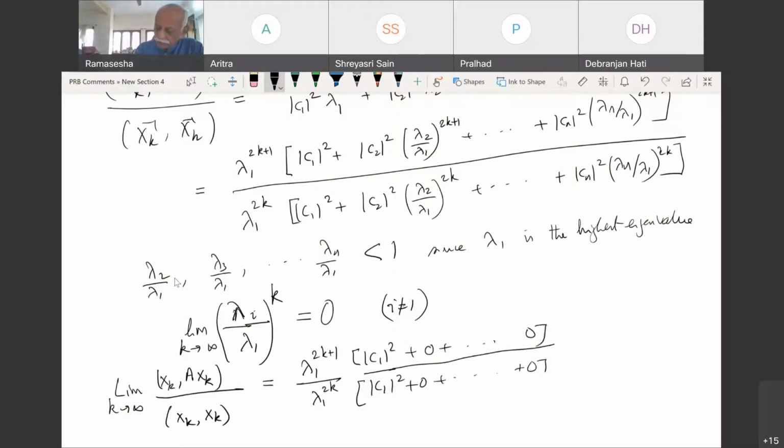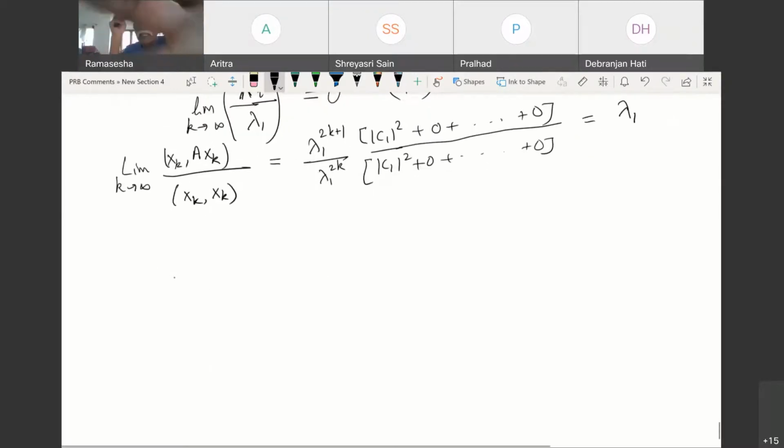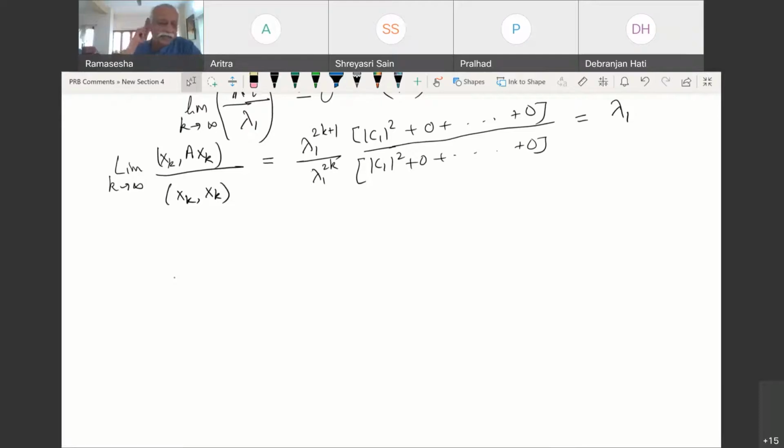Or what is that equal to? Lambda 1. Okay, so this is one of the algorithms that people use for getting the highest eigenvalue. Once you have the highest eigenvalue and the highest eigenvector, you can get the second highest value and second eigenvector by deflating it.